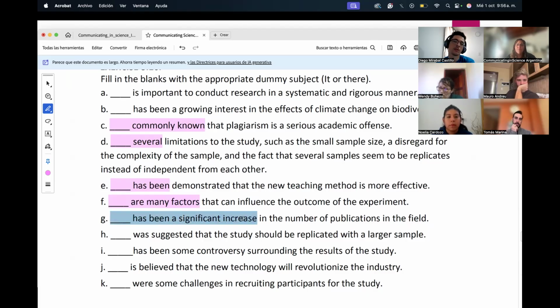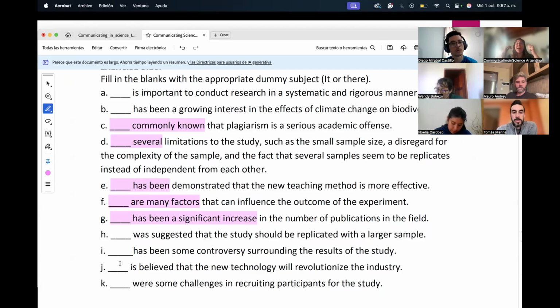Here, "it has been a significant increase", ha sido. Or "there has been"? What sounds better in your head? "It has been a significant increase" or "there has been"? It sounds better there: there has been. Ha habido un incremento significante.